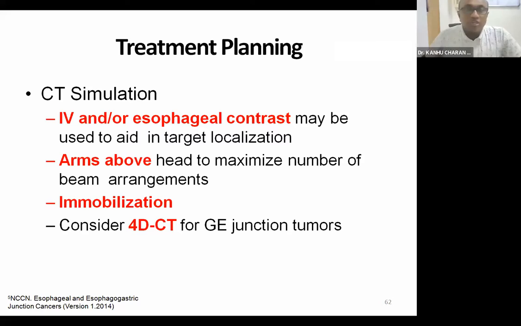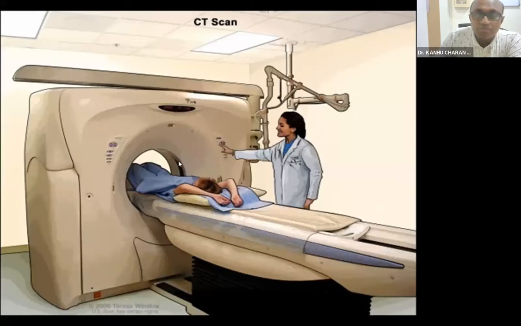Whether you have to give IV or esophageal contrast may be used to aid target localization. You can put arms above, do a proper immobilization, consider 4DCT. Usually, we put the hands up above the head, so that if you are planning the arcs and all things, it is easy to consider planning. So this is the best position for esophageal planning.